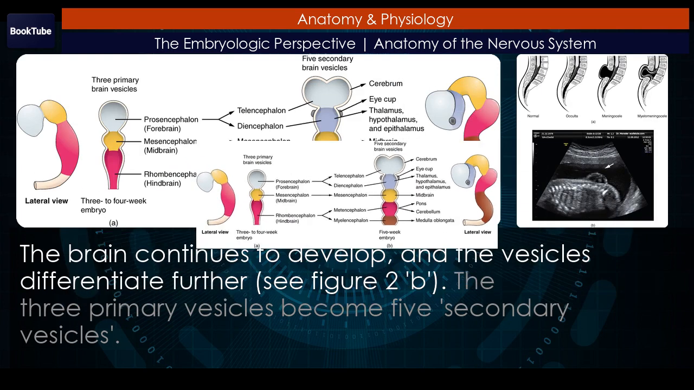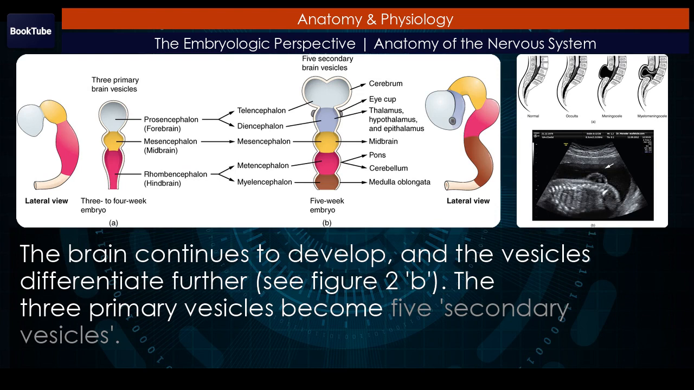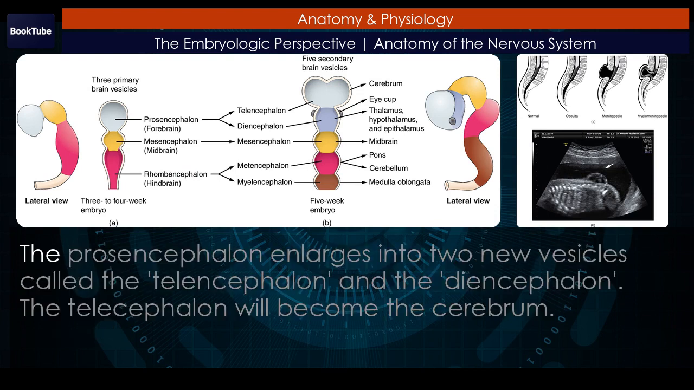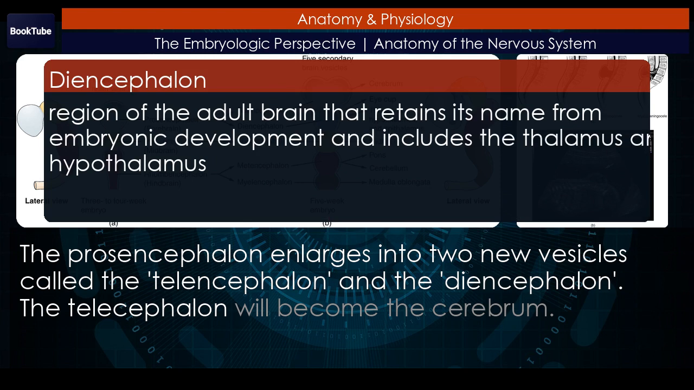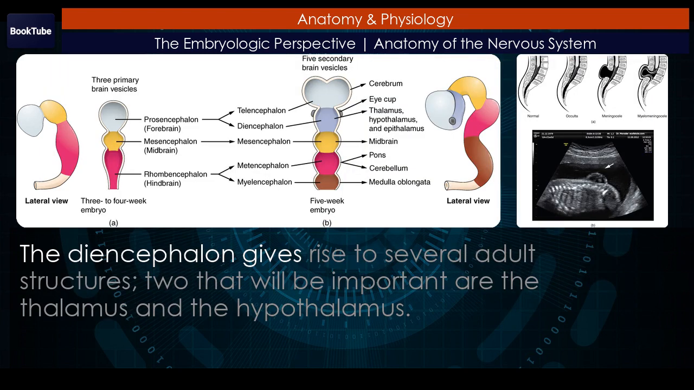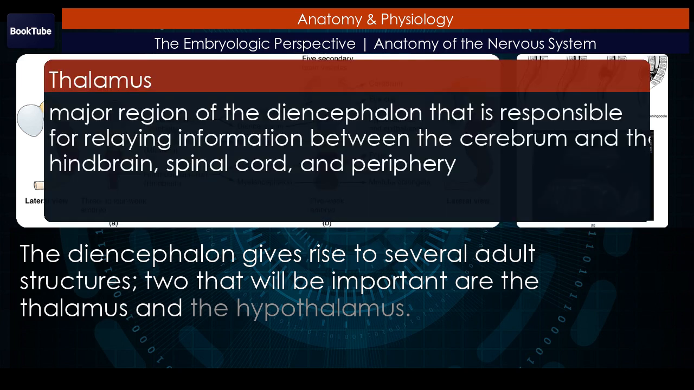The three primary vesicles become five secondary vesicles. The prosencephalon enlarges into two new vesicles called the telencephalon and the diencephalon. The telencephalon will become the cerebrum. The diencephalon gives rise to several adult structures. Two that will be important are the thalamus and the hypothalamus.